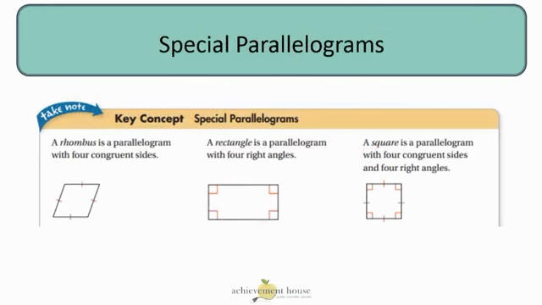So a rhombus has four congruent sides. A rectangle has four congruent right angles. Interior angles of a quadrilateral add up to 360 degrees, therefore all four angles would be right. They would be 90 degrees. And then a square has both congruent sides and congruent angles. So all right angles and all sides are congruent. So a square is both a rhombus and a rectangle.